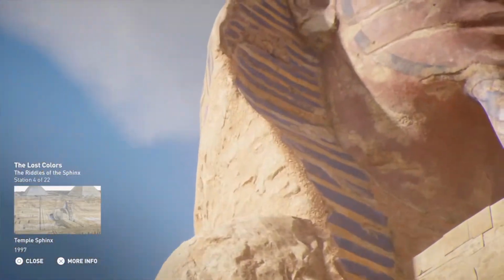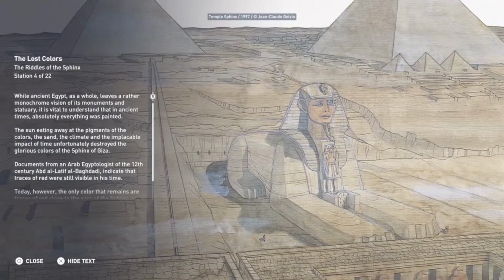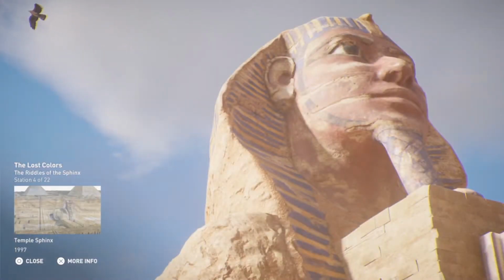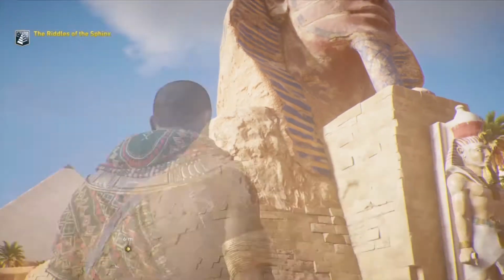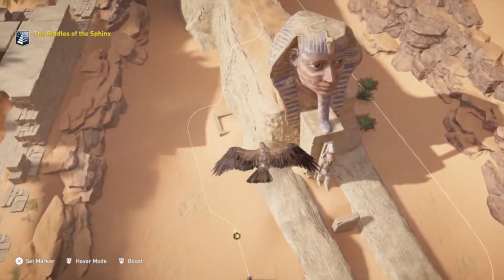While ancient Egypt as a whole leaves a rather monochrome vision of its monuments and statuary, it is vital to understand that in ancient times, absolutely everything was painted. The sun, eating away at the pigments of the colors, the sand, the climate, and the implacable impact of time unfortunately destroyed the glorious colors of the Sphinx of Giza.